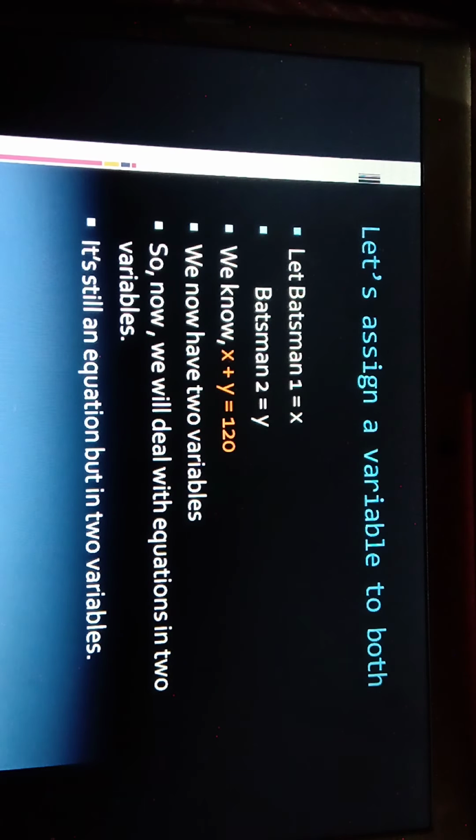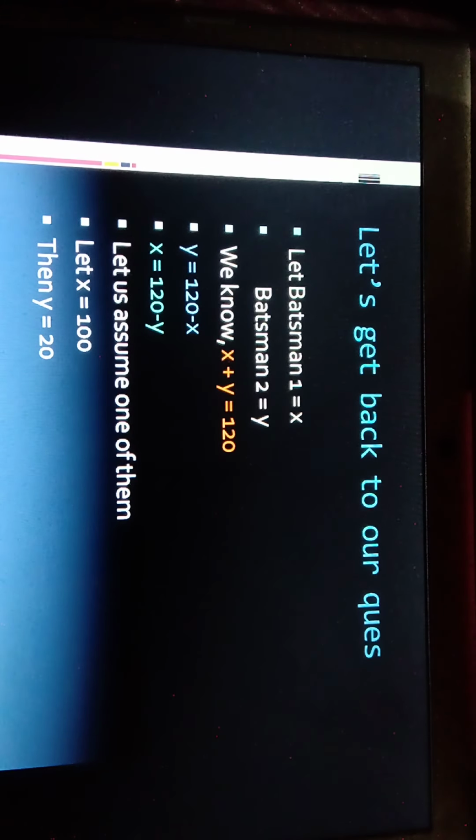Now let's get back to our original question. Let the score of batsman 1 be x and the score of the second batsman be y. We know x plus y is equal to 120. Now, shifting the variables, we either get y is equal to 120 minus x or x is equal to 120 minus y. Let us assume one of them. Let us suppose that x is 100, means first batsman scored 100 runs. Then y will be equal to 20, since the sum of both the scores is 120.